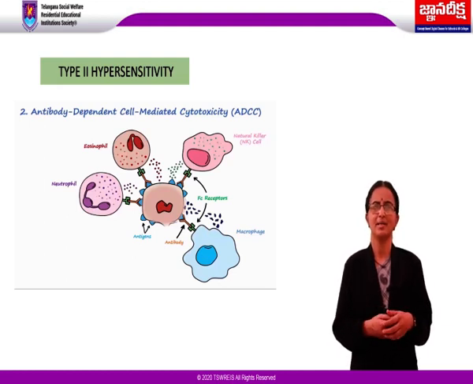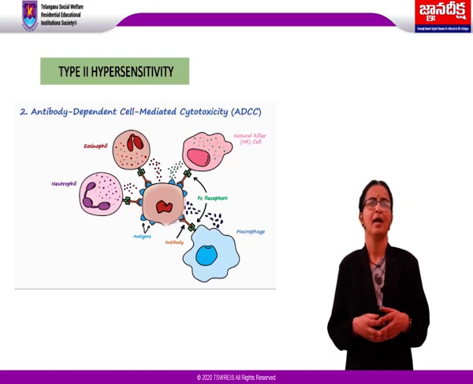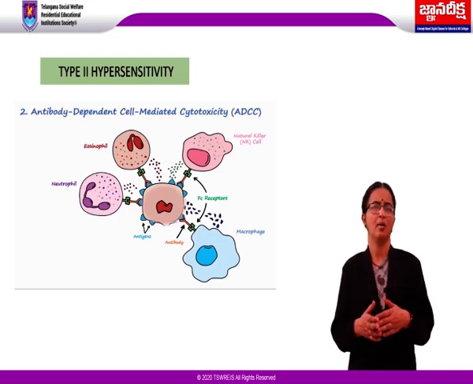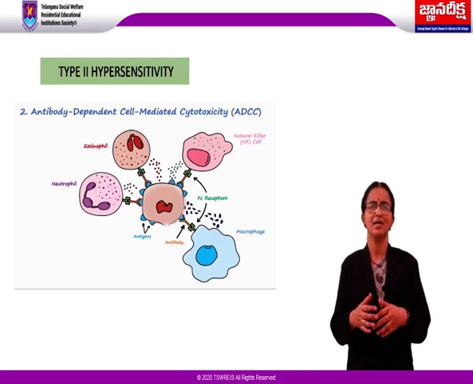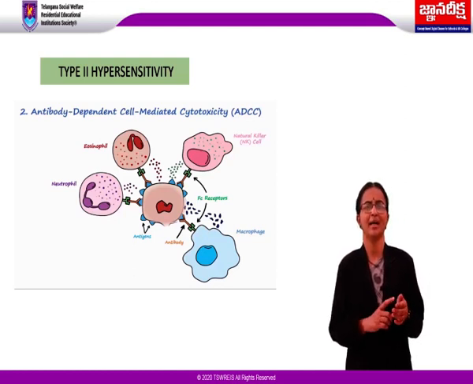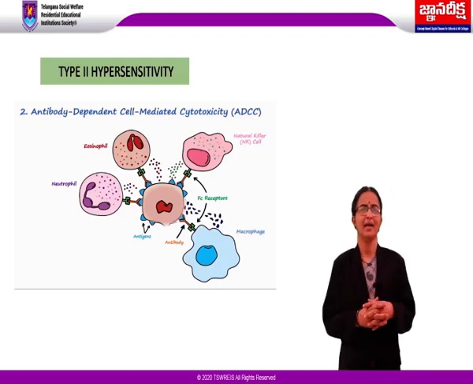The complement is a group of blood proteins. It kills the target cells by the formation of membrane attack complex. It causes release of the contents of the cells by formation of pores. Examples are erythroblastosis fetalis, thrombocytopenia and myasthenia gravis. Hemolytic anemia.